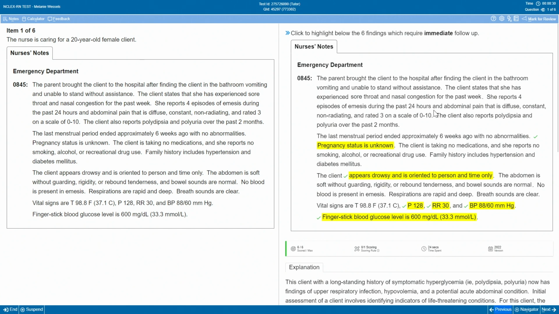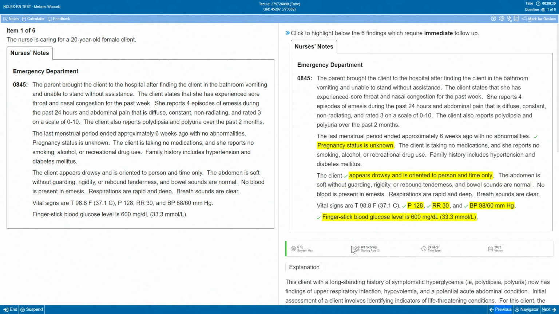This is UWorld style of showing you your scoring. So it gives you little check marks. Here's a check mark that tells you that, yes, you are correct. You do need to follow up on that pregnancy status. And then same here for the loss of orientation, the vital sign abnormalities, and then absolutely that elevated blood sugar we need to follow up on.